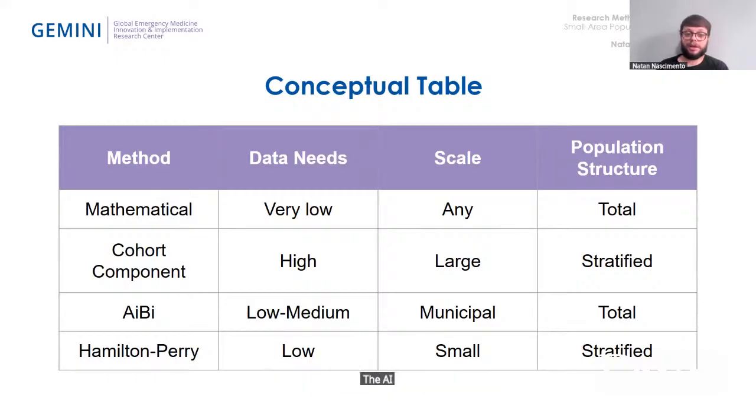The AIBI is a low to medium data need and usually good for municipal scale. Not all small scales are good for AIBI. And it's also best for total population, not stratified. And then we have Hamilton-Perry, which is a low need at small scales and can be stratified.